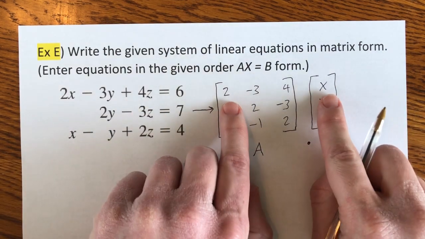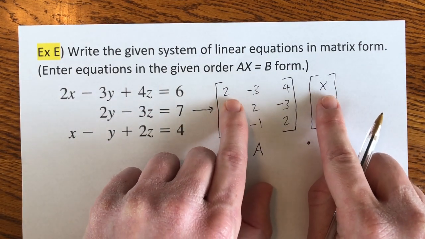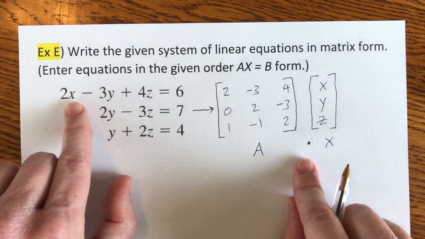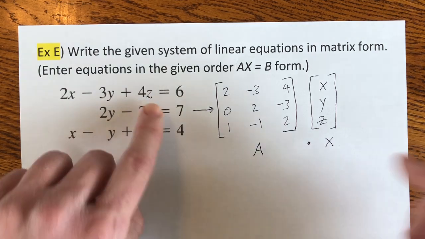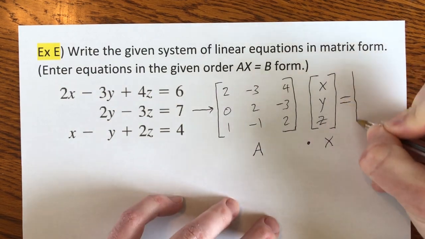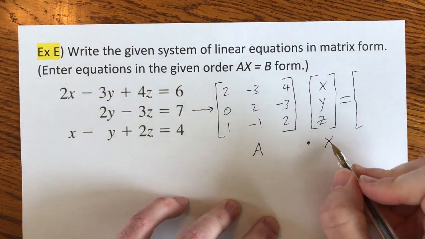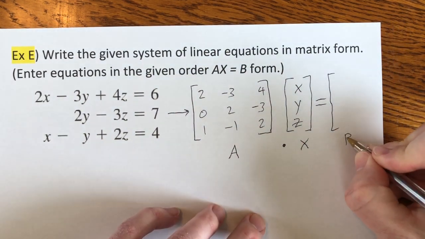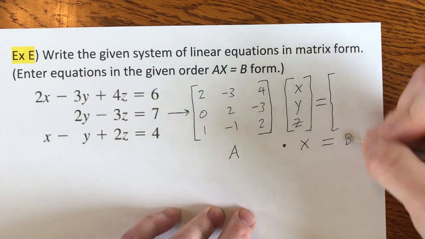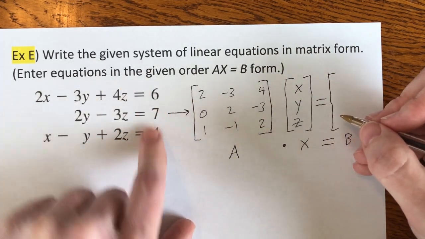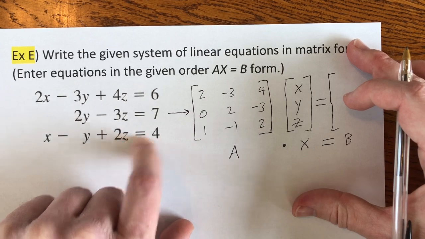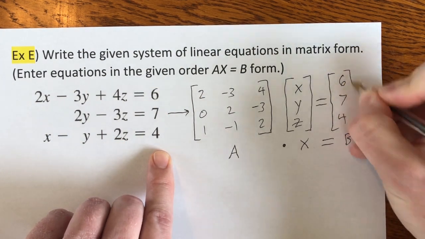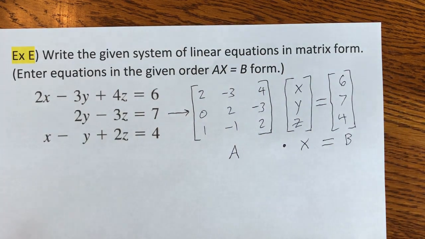Now, this should make sense to you. Remember how to multiply. 2x minus 3y plus 4z. All right. So all we have to do now is set this product AX equal to B. And B is going to be the column of constants. So what these three expressions are set equal to, in other words, that's 6, 7, and then 4. And we've finished example letter E.